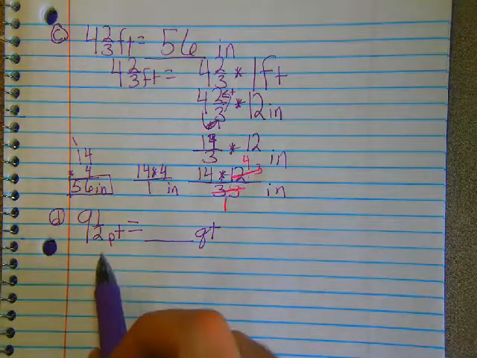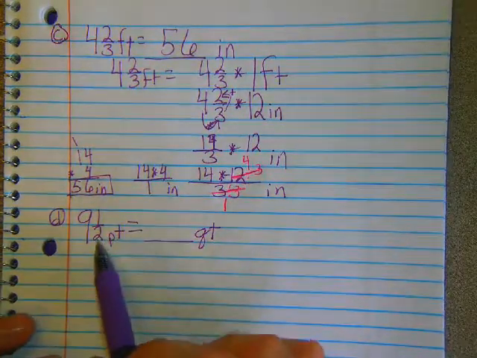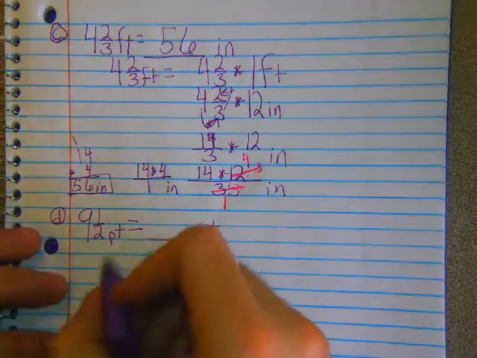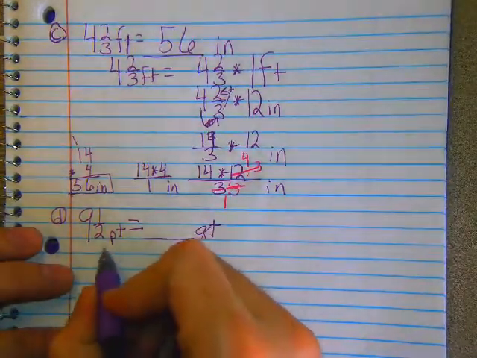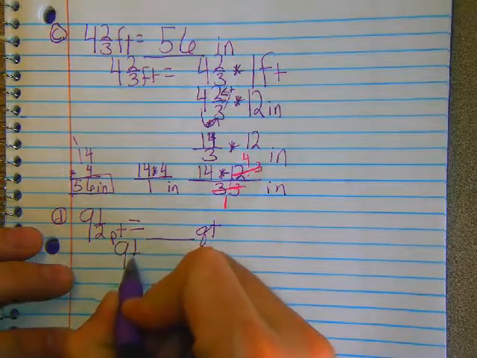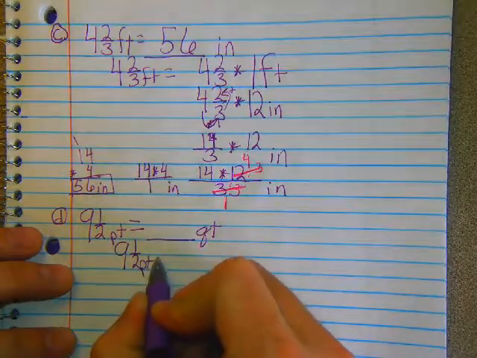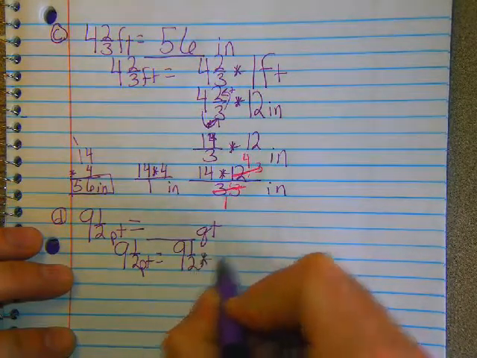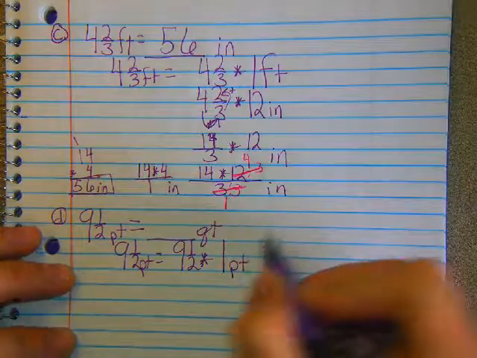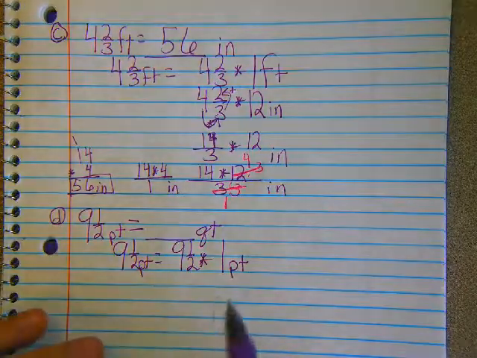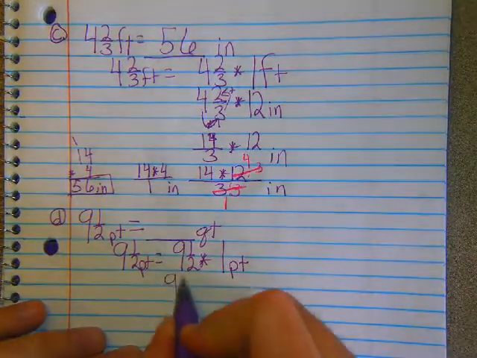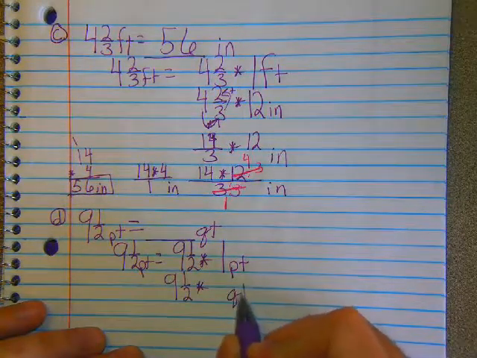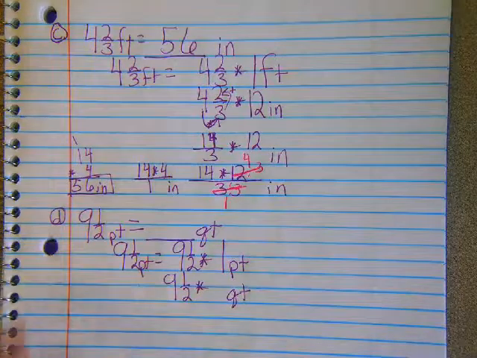The next thing, we are converting small units into larger units, so I really need to be careful on that, but I'm going to start the same way. I'm going to break apart 9.5 pints into 9.5 times 1 pint. After I do that, I need to turn my pints into quarts. But I need to know how many quarts are in a pint.